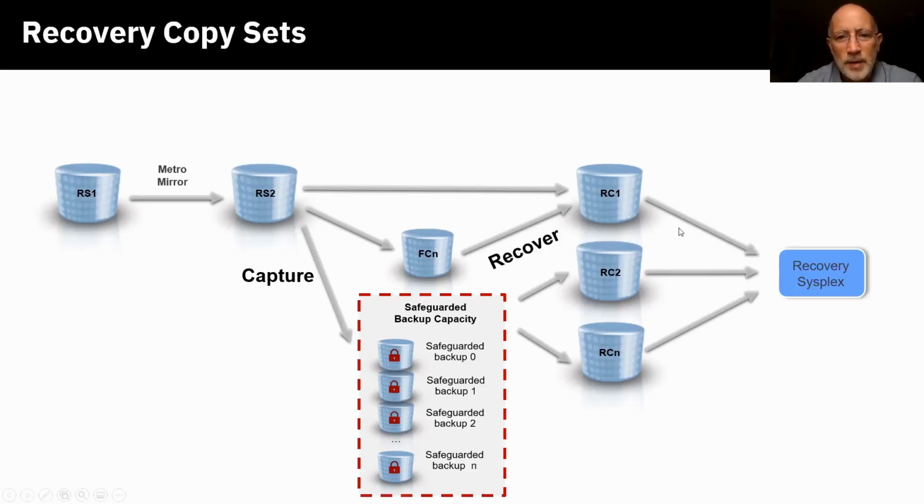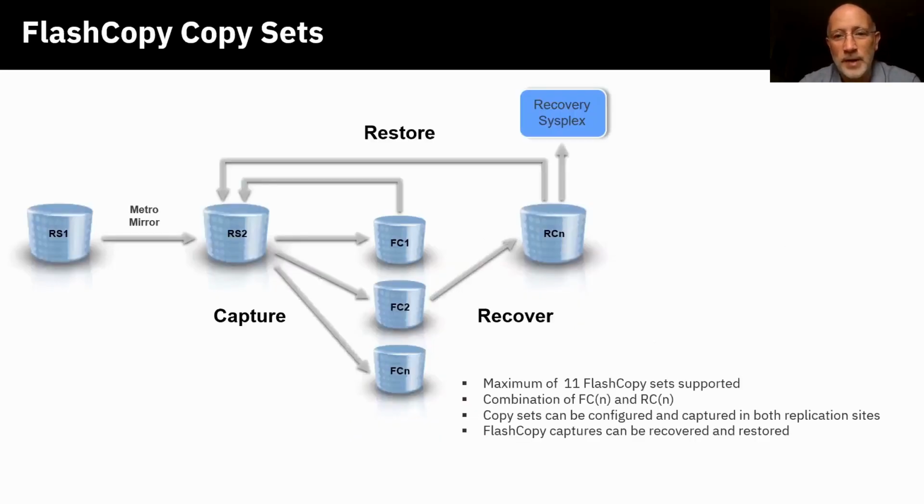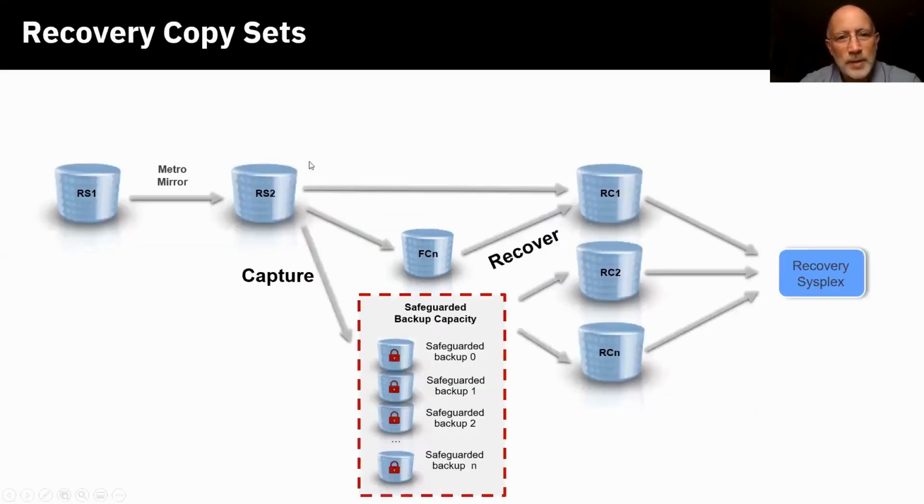So the total number of flash copy based copy sets, which is a mouthful, the flash copy plus the recovery copy sets, the total number of copy sets is 12. So you can use that in any, 11. You can use that in any combination that you like. So you could have 8 flash copy and 3 recovery, or you could have 6 flash copy and 5 recovery, or whichever way you wish to configure it. But the maximum number of copy sets that you can support within an LCP environment is 11, using any combination of those two.